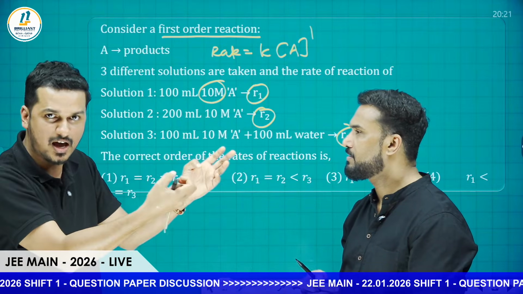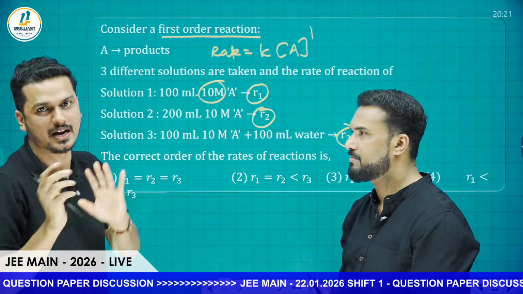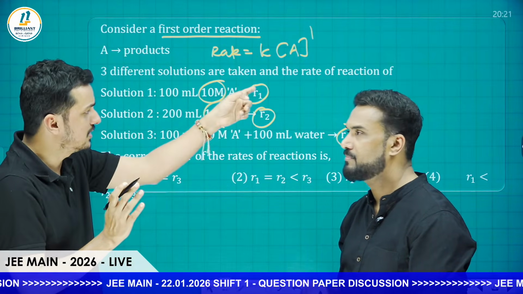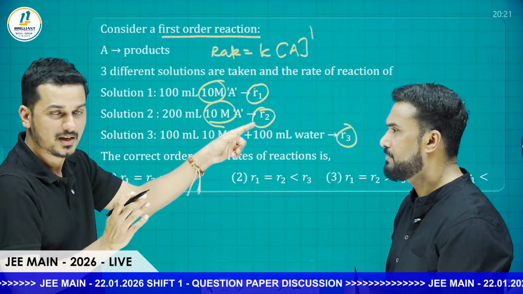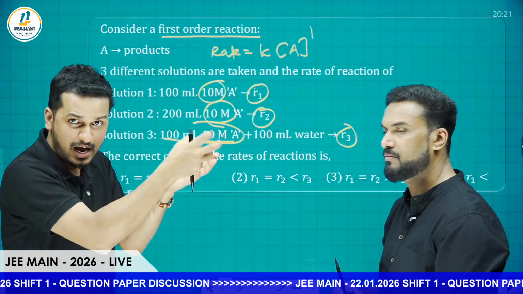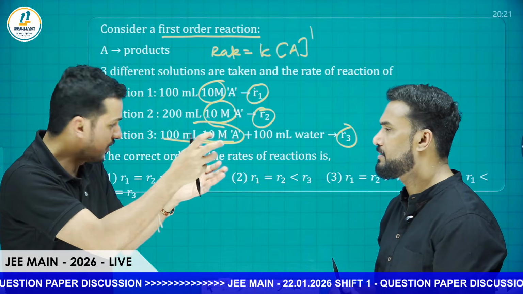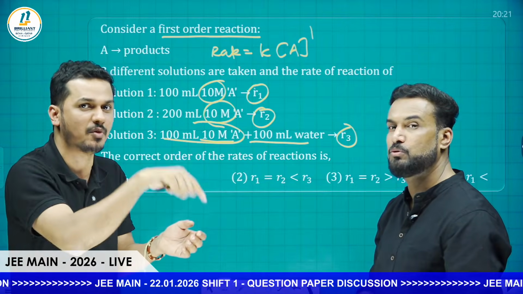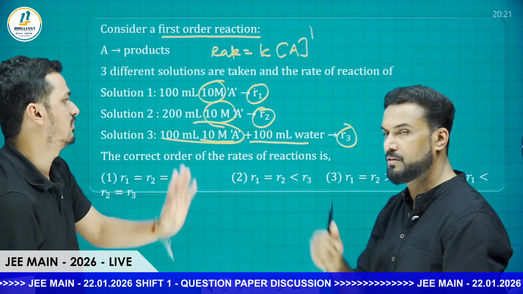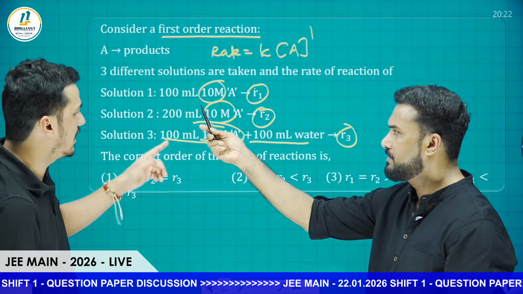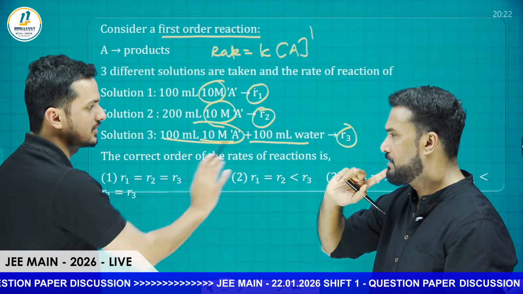Here also 10 molar, and from that you are taking 200 ml. So their concentrations are the same, which means their rates will be the same. In the third, from 10 molar you take 100 ml and add 100 ml of water, which means dilution. The concentration decreases, so the rate will decrease. So R1 and R2 will be the same, and R3 will be less.